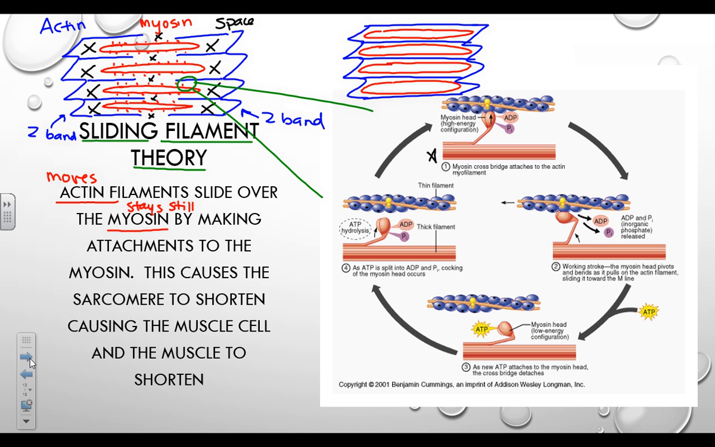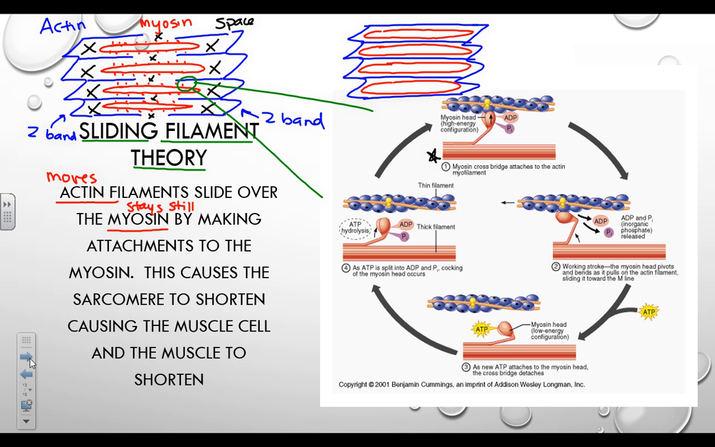I'm going to start right here. On the top is actin. Actin is the little blue circles. On the bottom is myosin. Myosin is thicker, and it has the little golf club thing sticking up. 337.